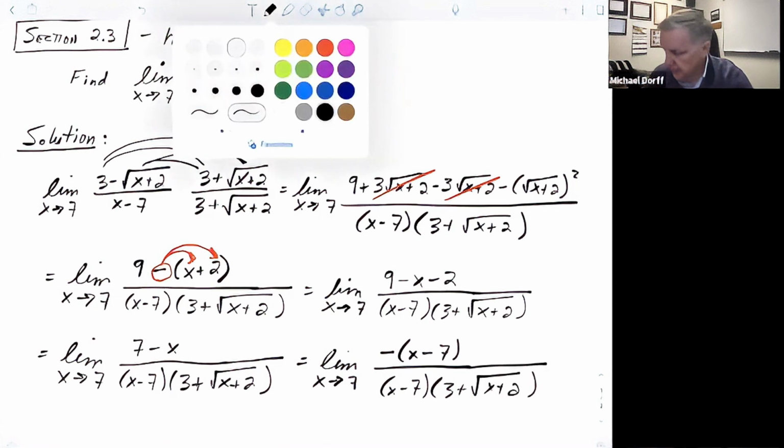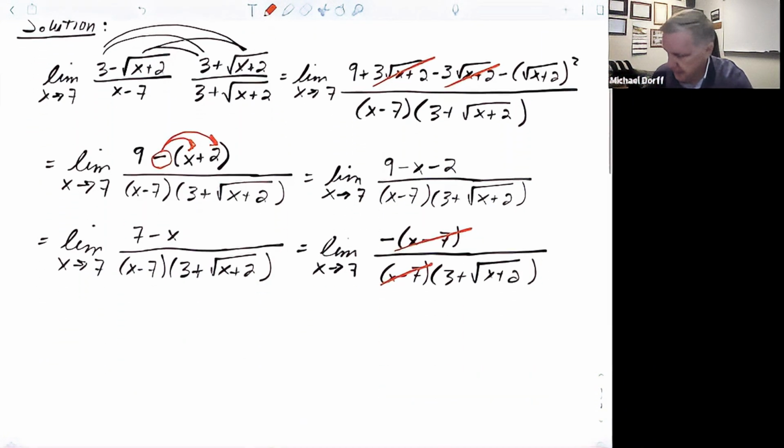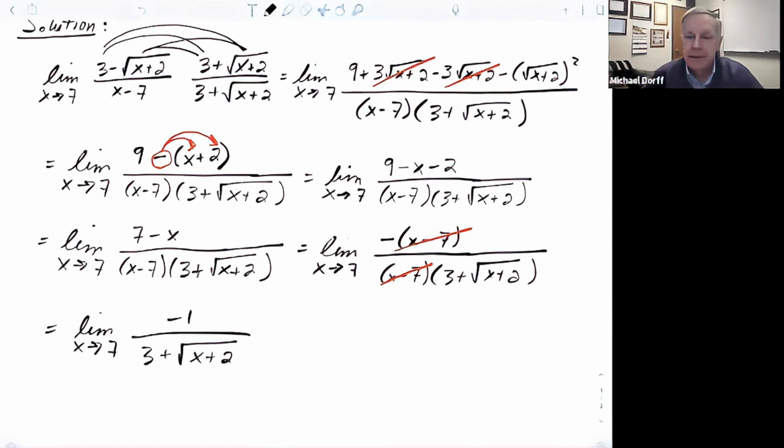Now notice I have an x minus 7 both top and bottom, and I can cancel those out. So when I rewrite the problem, it's the limit as x goes to 7 of negative 1 over 3 plus the square root of x plus 2. Now, because I've canceled out that x minus 7, let's see what happens when I do the substitution method this time. I'm going to substitute in the value x equals 7.